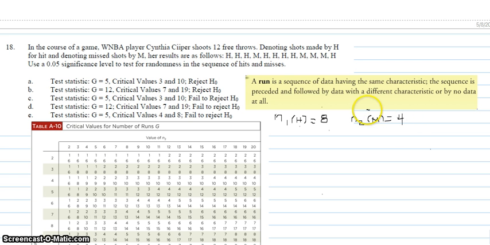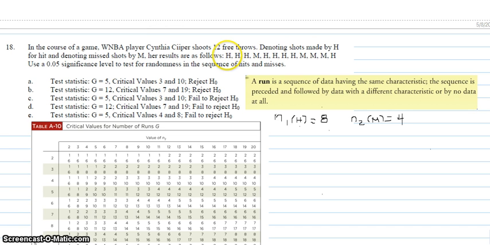In order to start to solve this problem, we also need to look at the number of runs. And I've listed the definition. A run is a sequence of data having the same characteristic. The sequence is preceded and followed by data with a different characteristic or by no data at all. So let's look at our number of runs.